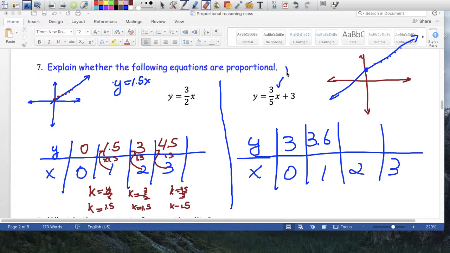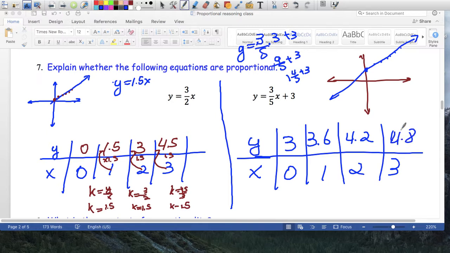When x equals 2, you would get y equals 3/5 times 2, and then plus 3. 3/5 times 2 is 6 over 5, plus 3, and 6 over 5 is the same thing as 1 and 1/5. Plus 3, you get 4 and 1/5, or 4.2. And the last one would be 3/5 times 3 plus 3. 3/5 times 3 is 9 over 5, and 9 over 5 is 1 and 4/5, plus 3.